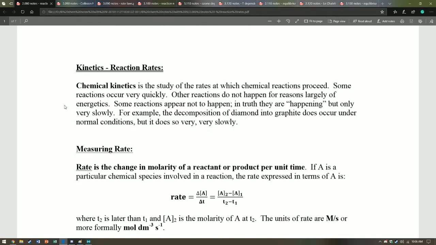Hello everyone, welcome back. Today we're going to be talking about chemical kinetics, reaction rates, and we're going to be covering the collision model.